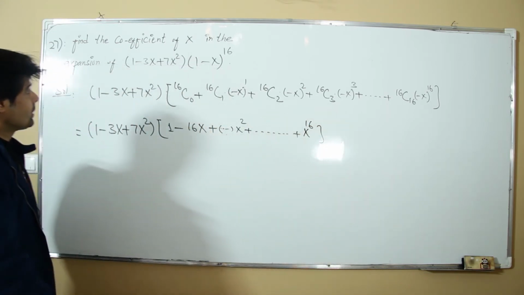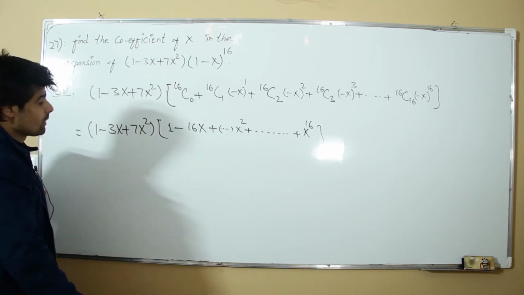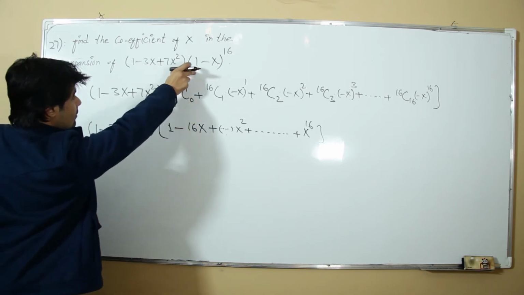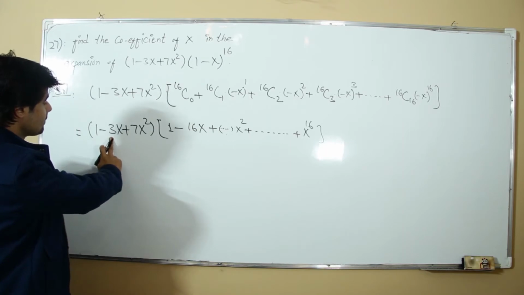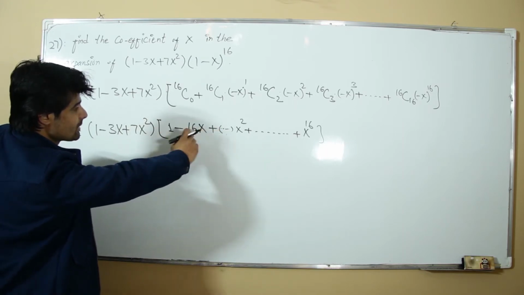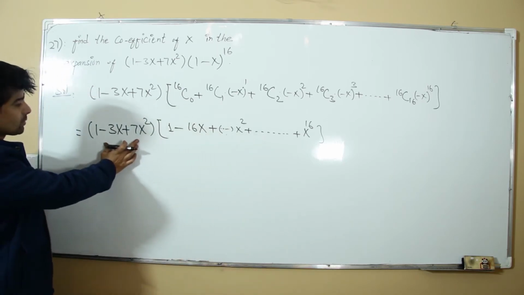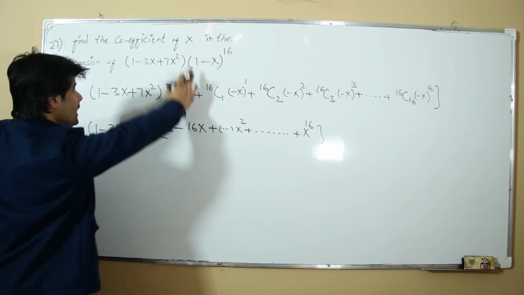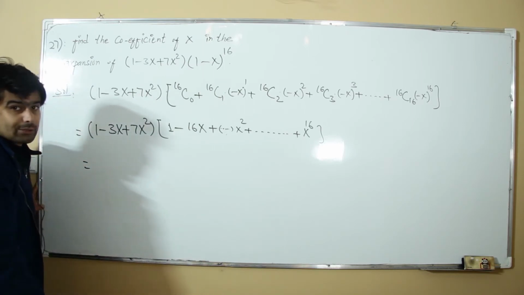Now, the question is, what is the coefficient of the x? In which bracket? In the first, in the second, or in the result of both of them? In the result of both of them. So you have to multiply this one along with the 17 terms of the second bracket. But if you multiply this one with the 17 terms of the next bracket, it would be much more difficult. But the question is, just try to find x to the power 1. Now, where can you find x to the power 1?